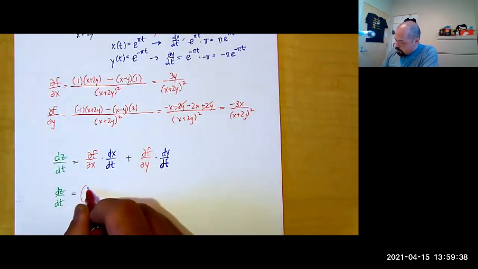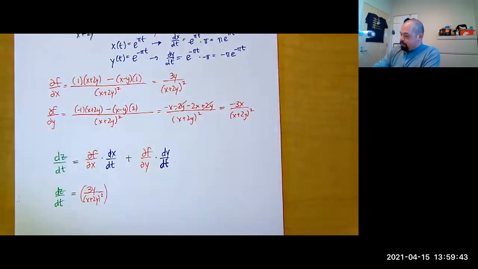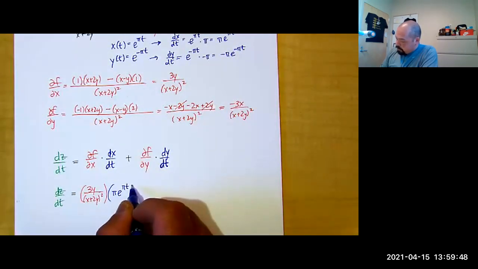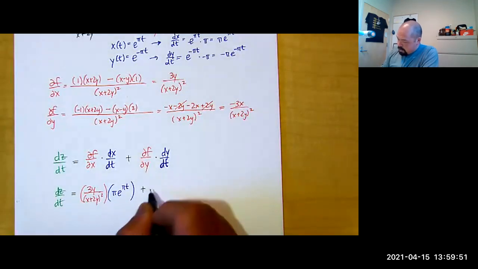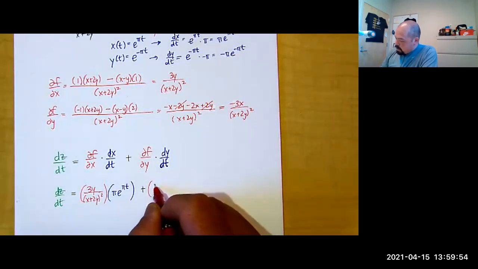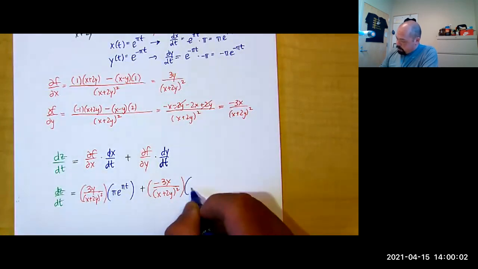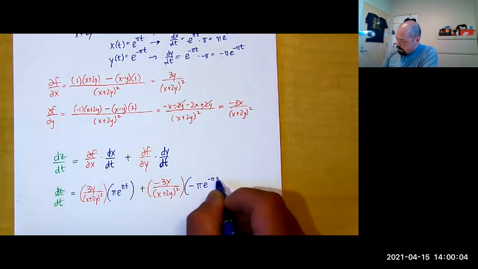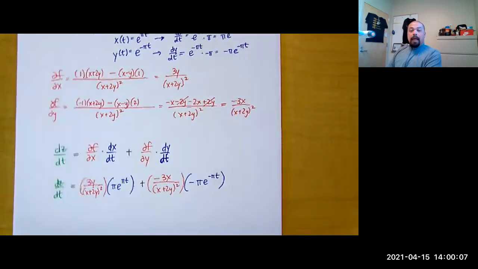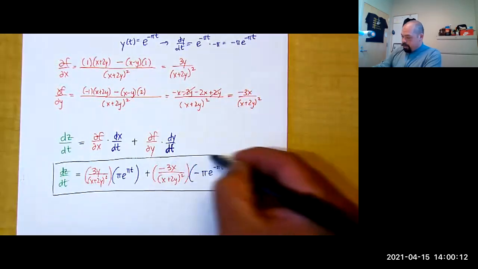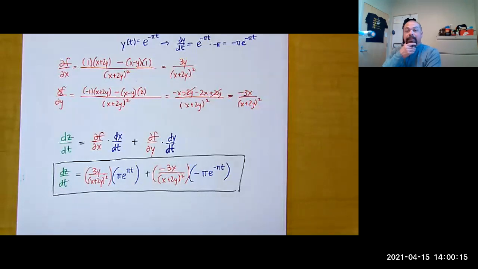∂f/∂x, 3y over x plus 2y squared, dx/dt, pi e to the pi t, plus ∂f/∂y, negative 3x over x plus 2y squared, negative pi e to the negative pi t. And so I'm going to stop here for a moment just to see those components in place.